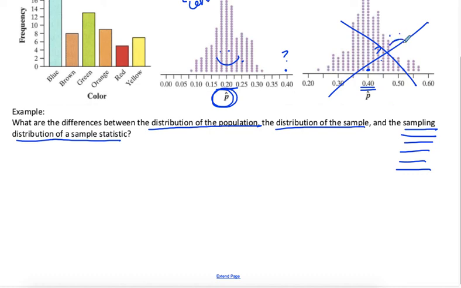If I was getting a sample in like this, I would start to doubt Mars Incorporated and what they've claimed as their distribution. The population is typically what's claimed or what's known, okay? Or I'm sorry, unknown. The distribution of the sample is what we collect, and the sampling distribution is samples over and over and over again.